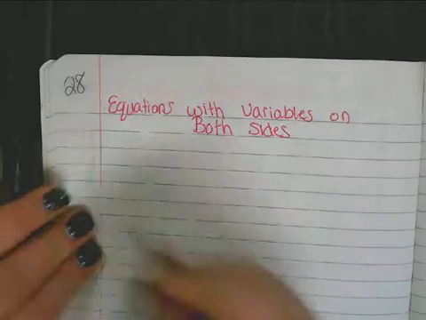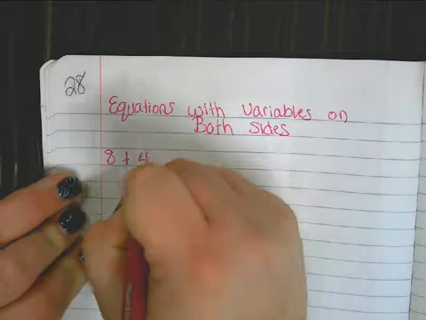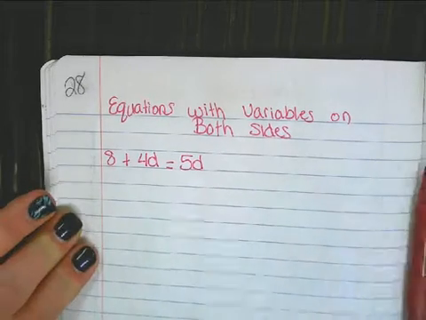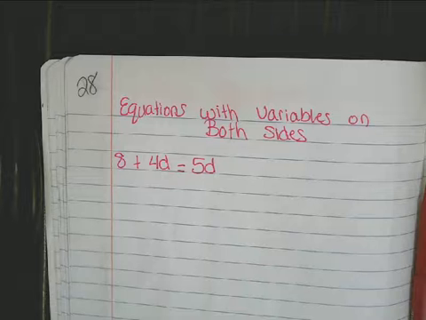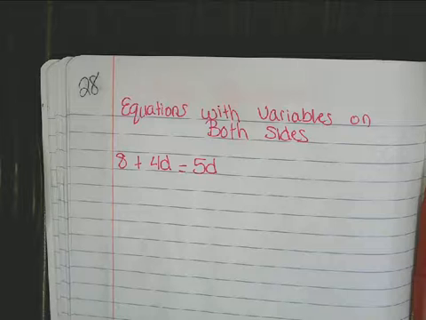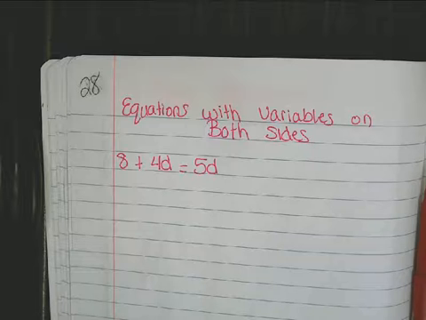So the first equation I want to look at is 8 plus 4d equals 5d. So what's always our goal when solving an equation? Solve it. How though? What do we do? What are we trying to get by itself? The variable. We're trying to isolate that variable and get it by itself.